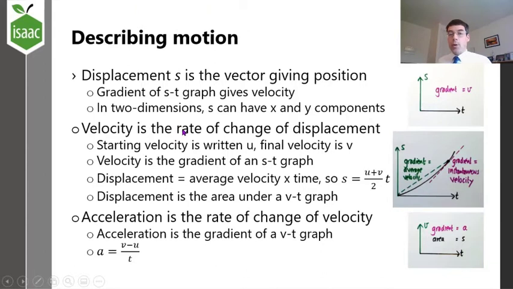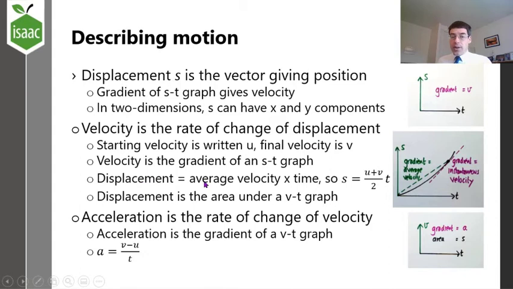So velocity, we call it the rate of change of displacement. In other words, how much does this displacement change each second? And when we're using letters, whereas displacement is usually given the letter S, it is occasionally given D, but it's usually given an S. Velocities are often given U and V. So you have a starting velocity, U, and a final velocity, V.